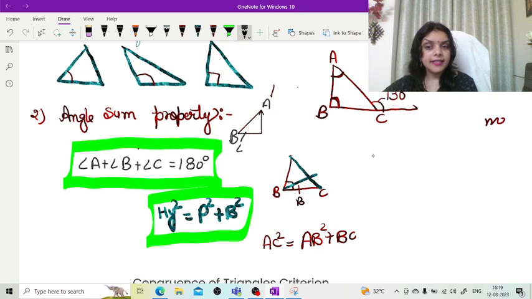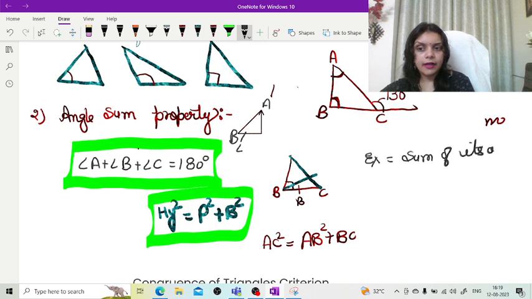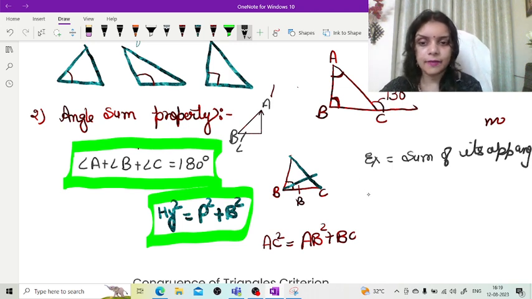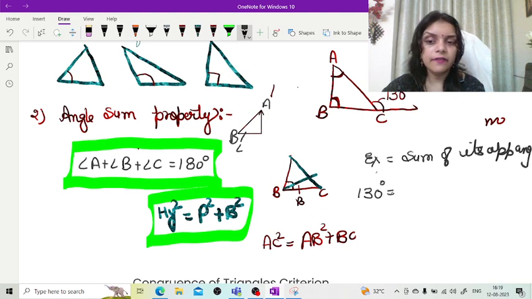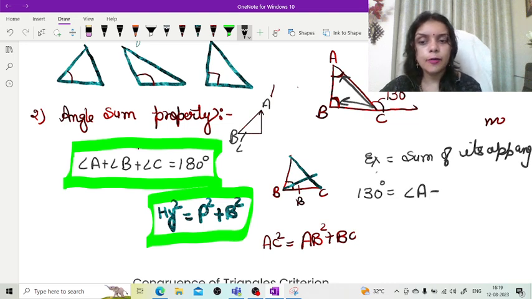So what is exterior angle property? Exterior angle property is exterior angle will be equal to sum of its opposite angles. This is only the exterior angle property. So here exterior angle is 130. 130 will be equal to sum of its opposite angles. Opposite angles are this one and this one. That means angle A plus angle B. Now angle A is not given, angle B is not given.